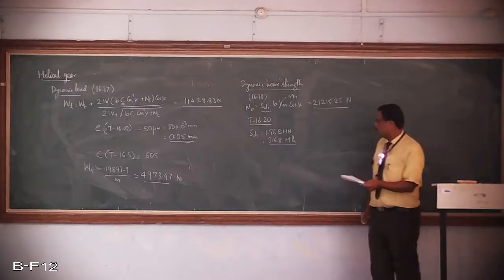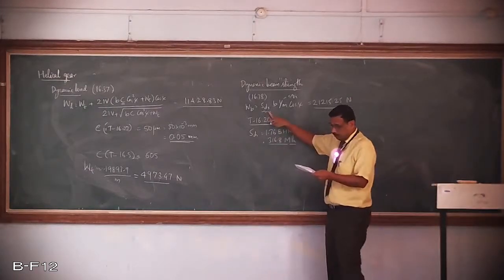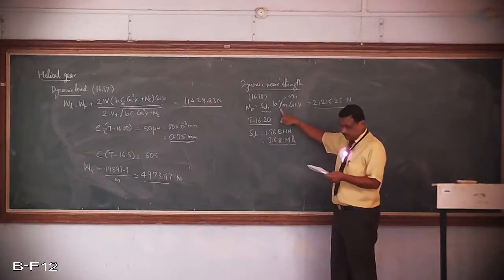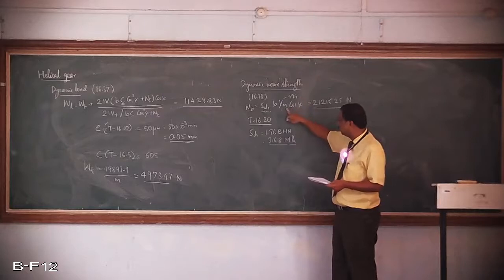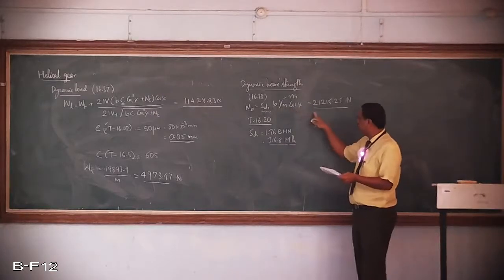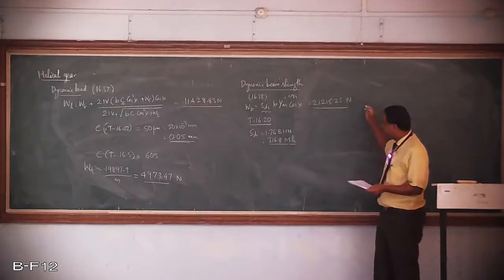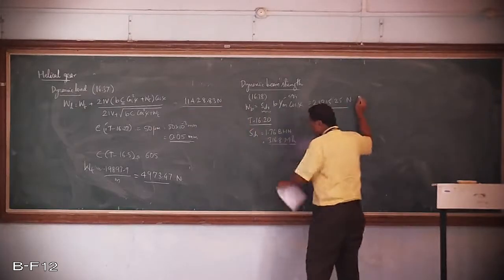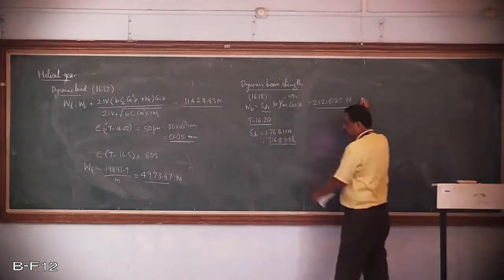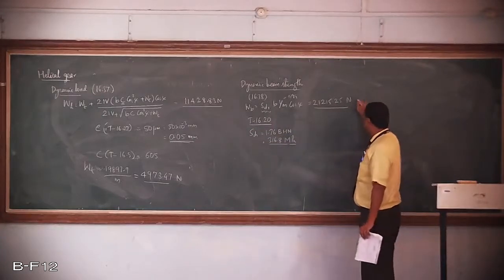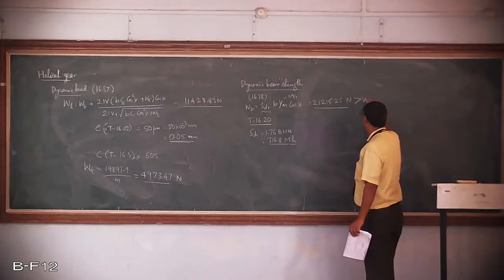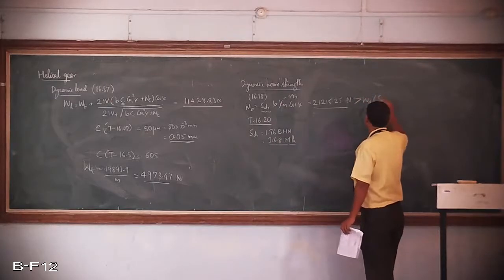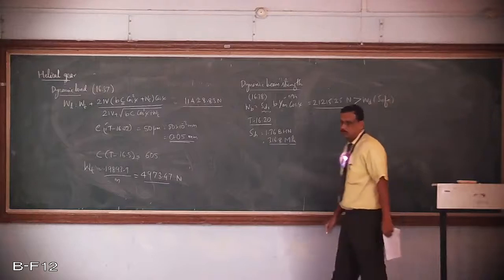Therefore, I am substituting here 316, face width as 40, pi into Y is 0.147, module is 4 millimeters, into cos of 25. We get 21,475. If you compare this value with 11,429, the endurance limit of the material is 316.8 megapascal, so this is going to be greater than the dynamic load. Therefore, it is safe. As far as dynamic load is concerned, the value is on the safer side.